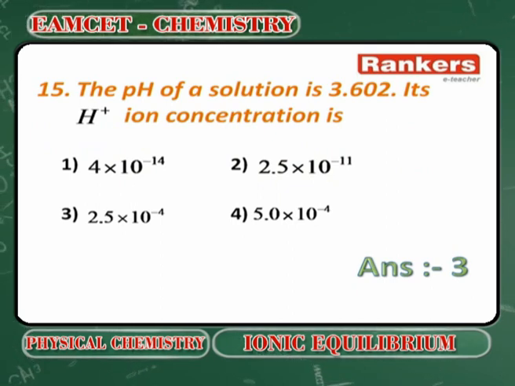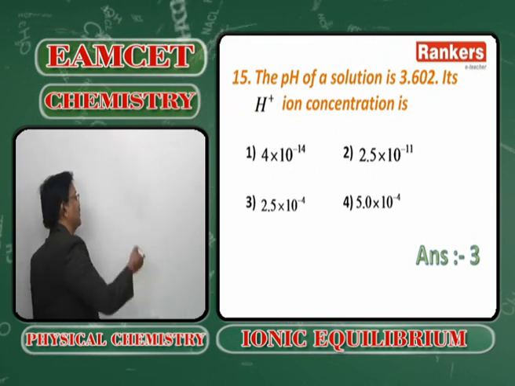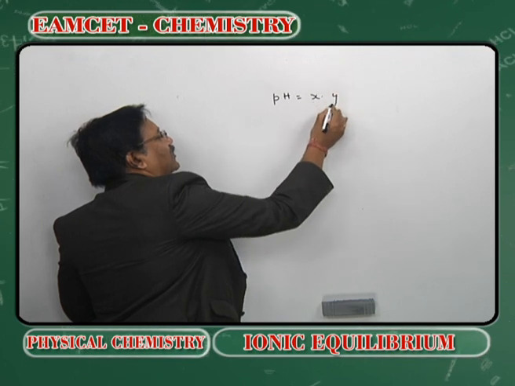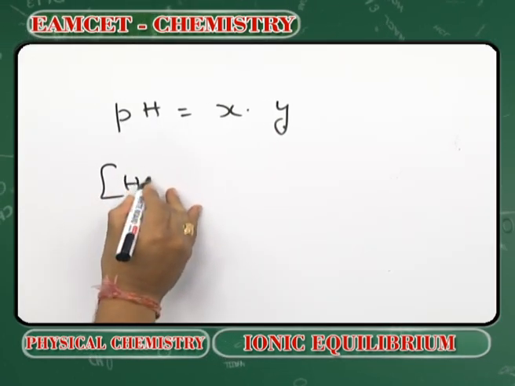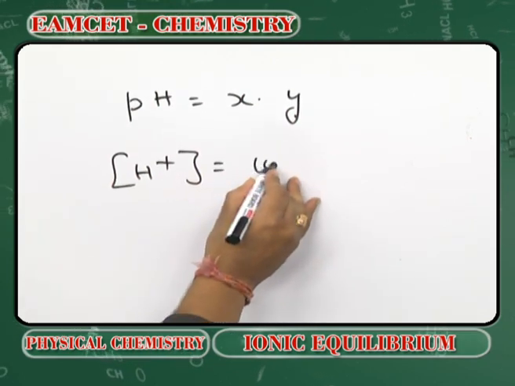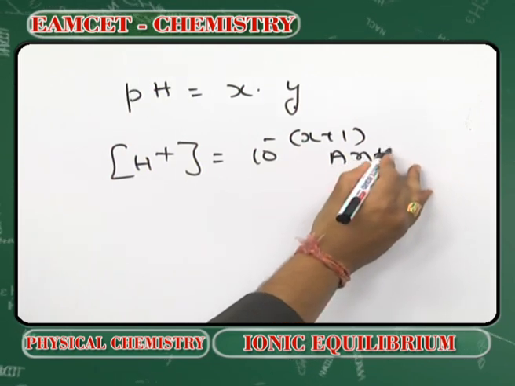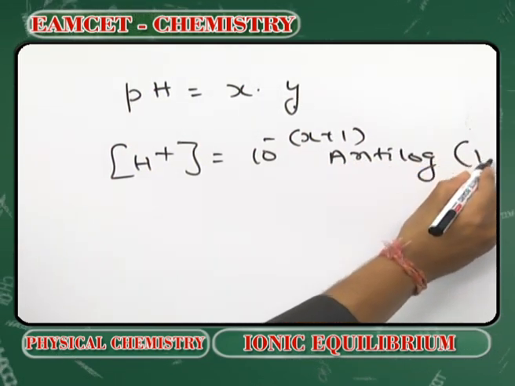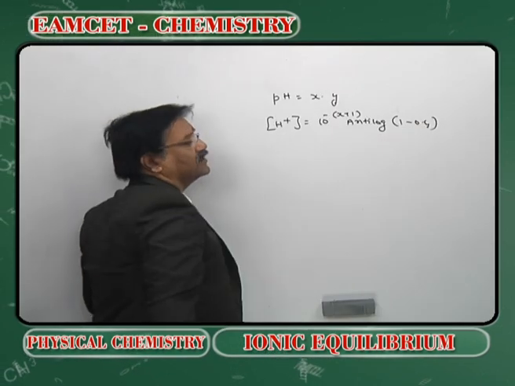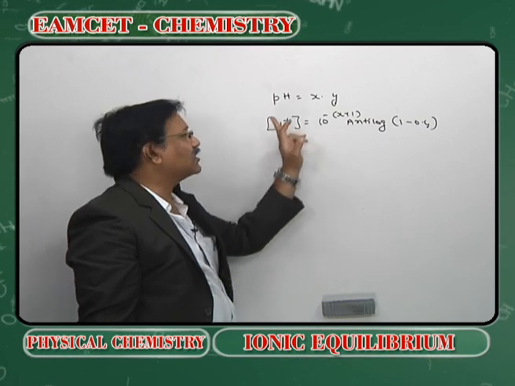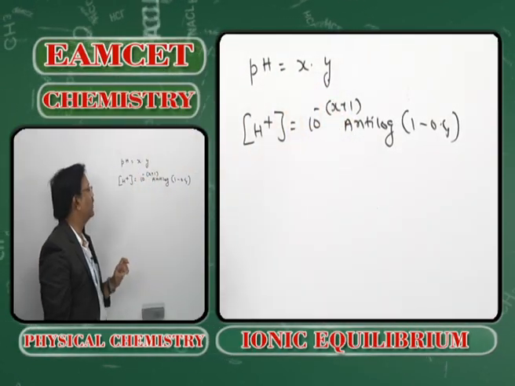The pH of a solution is 3.602. Its H plus ion concentration is... Whenever pH is equal to x point y, remember that the H plus ion concentration will be equal to 10 to the power of minus x plus 1, into antilog of 1 minus 0.y. This is a shortcut formula to find the H plus ion concentration when the pH value is given.